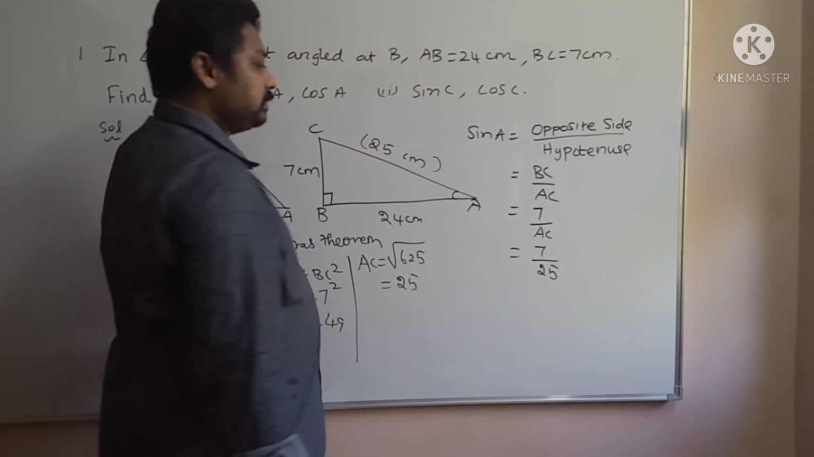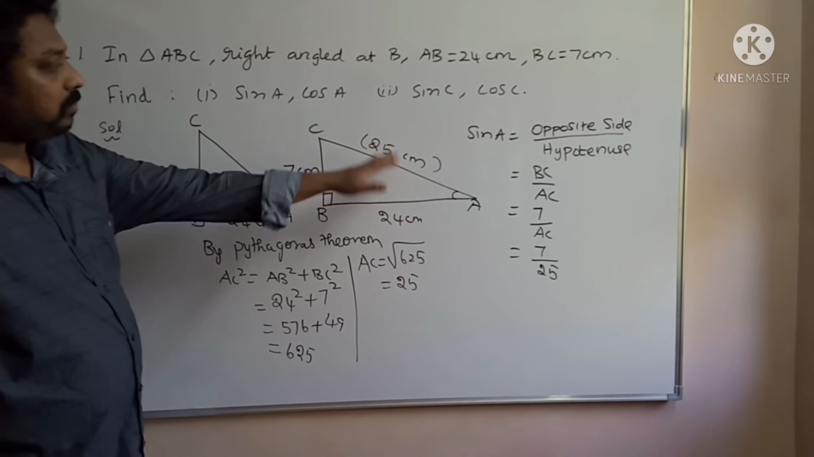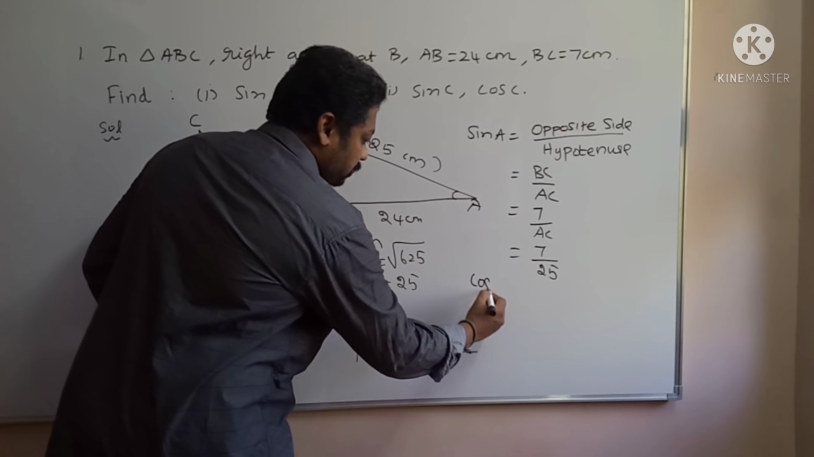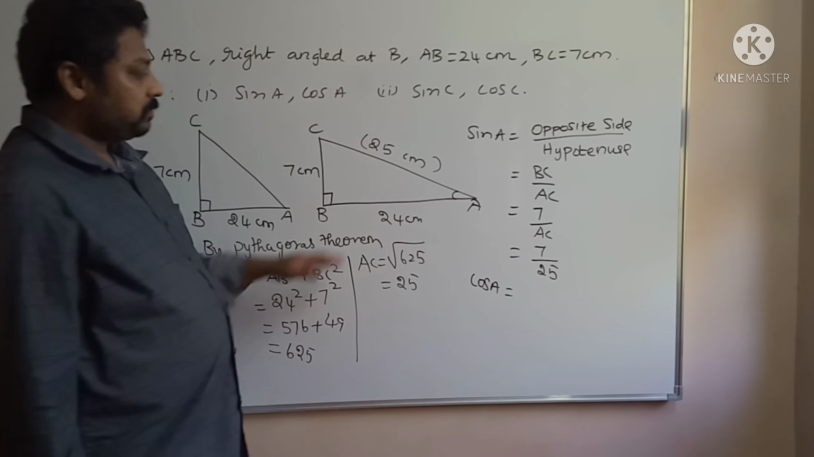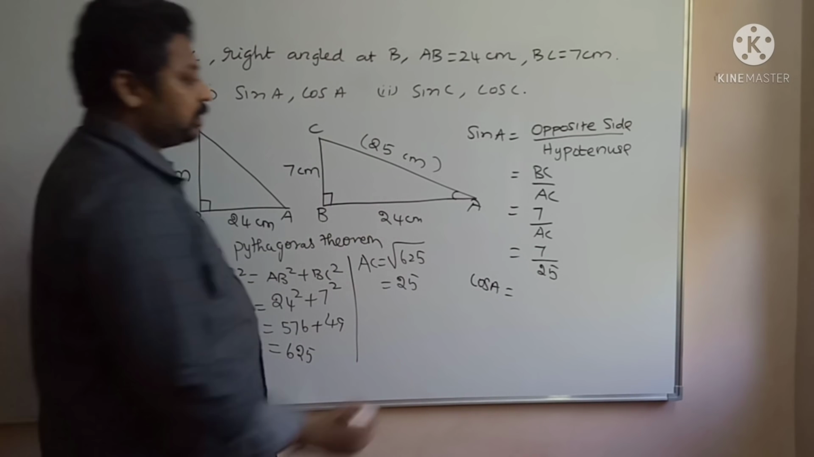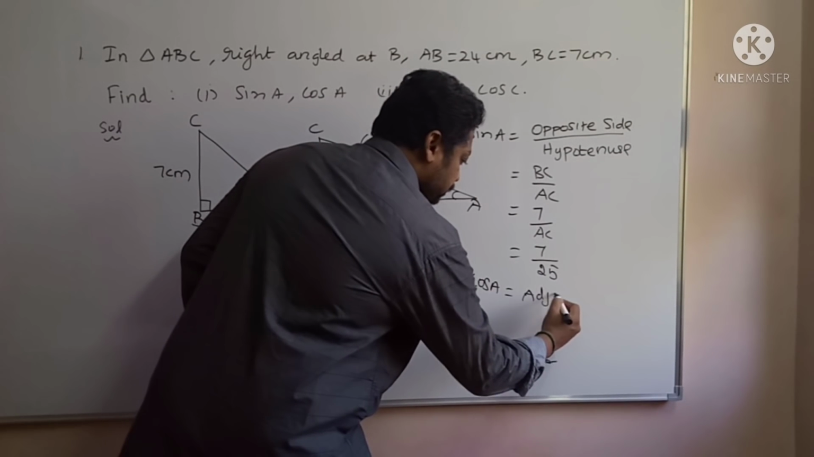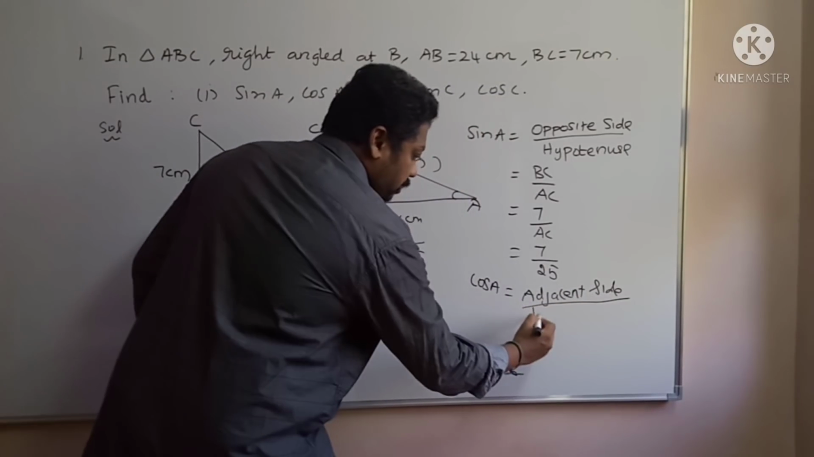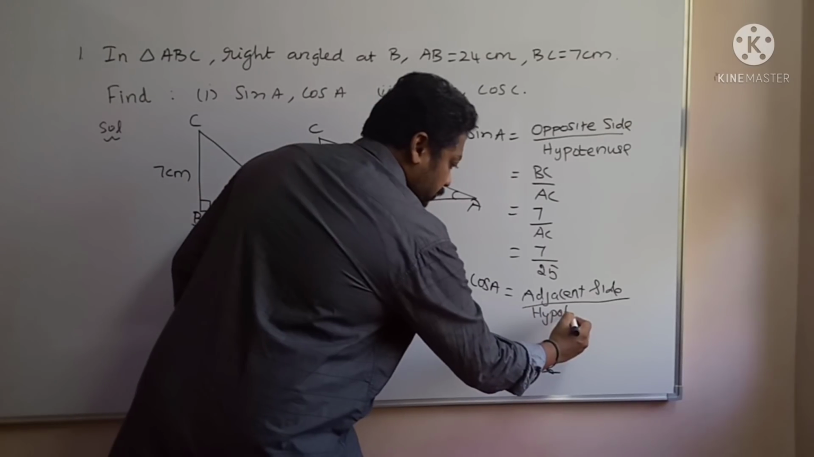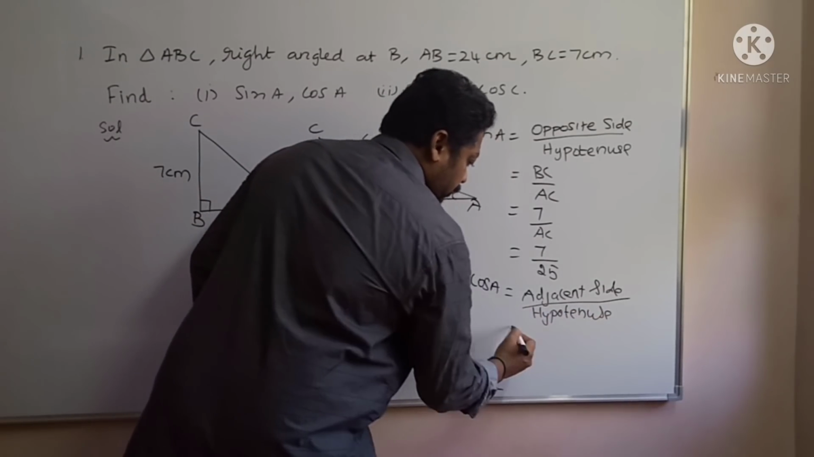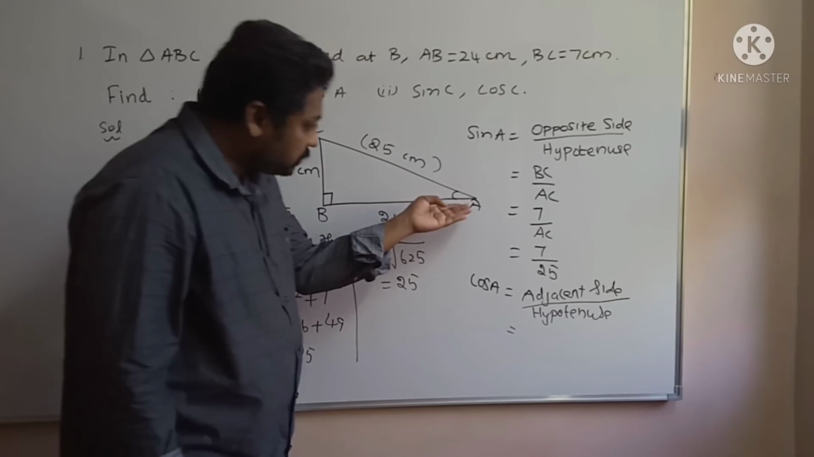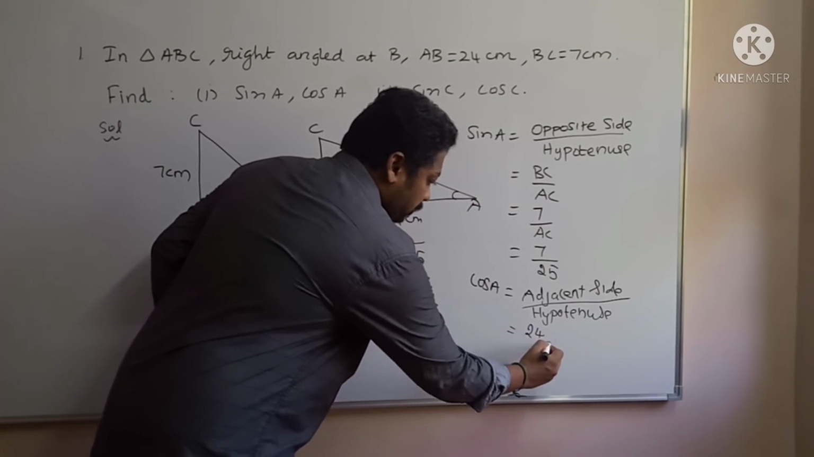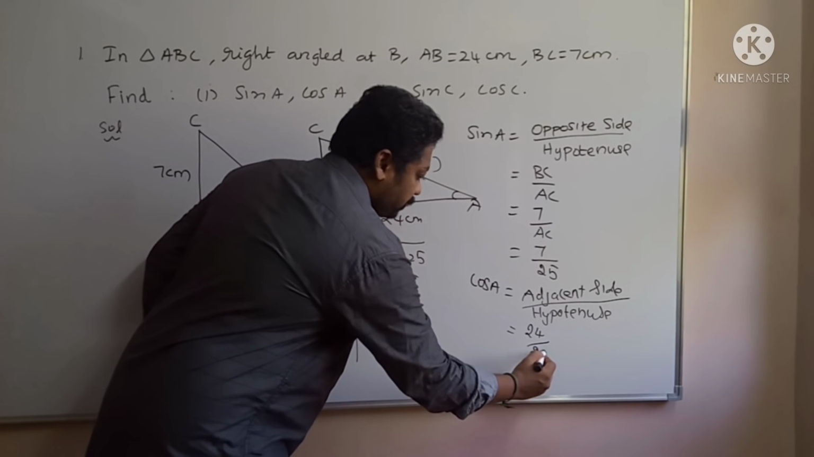So what is sin A? 7 by 25. Now we know all the sides of the right angle triangle. Find cos A. What is cos A? We know the formula, adjacent side by hypotenuse. The side adjacent to the angle is called adjacent side. So 24 divided by hypotenuse, which is 25.